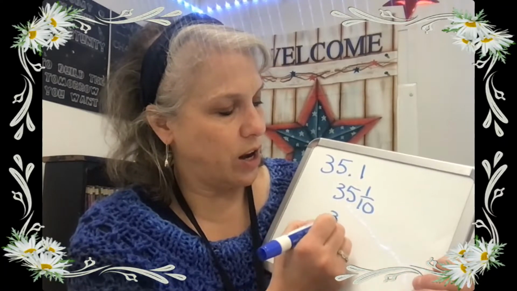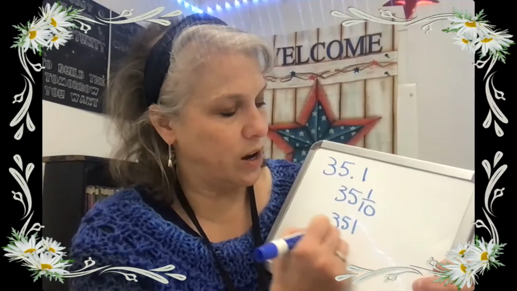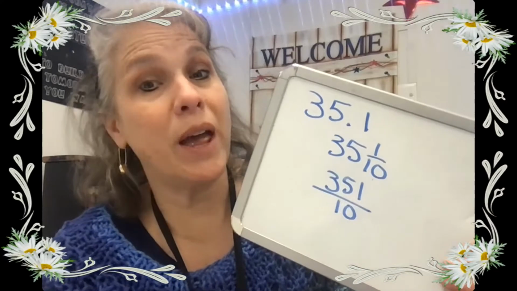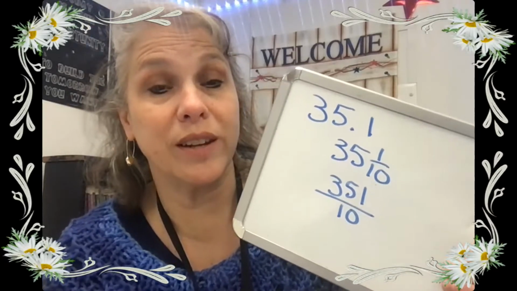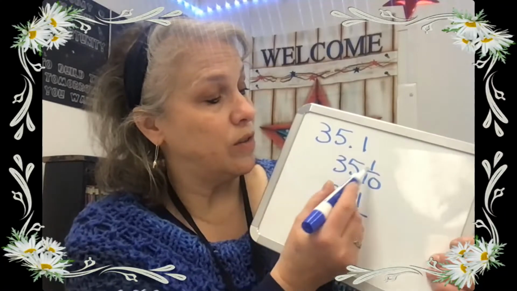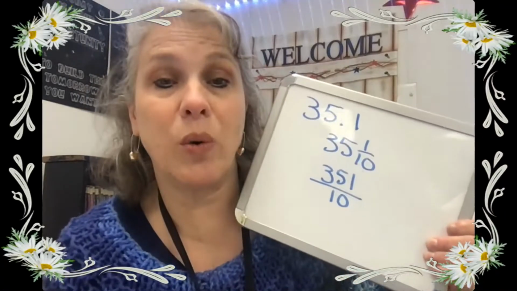Or I could also write it 351 over 10. Okay, depending on what you're doing with the decimal. So I say this 35.1, 35 and 1/10, 351 over 10. Okay, now I might be adding decimals. There are different ways that we use decimals.